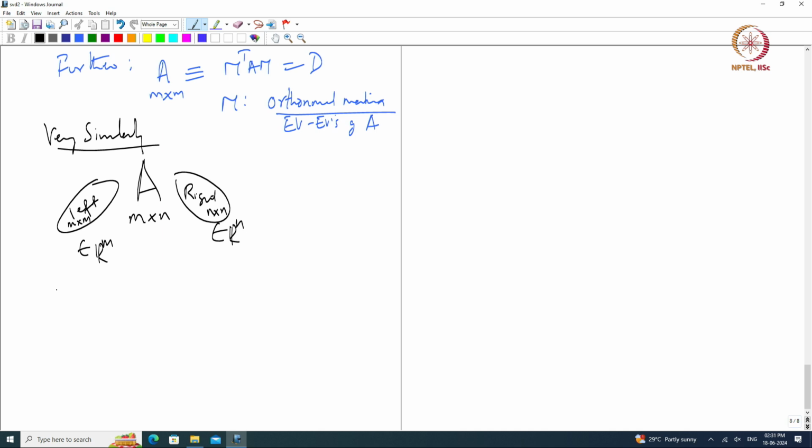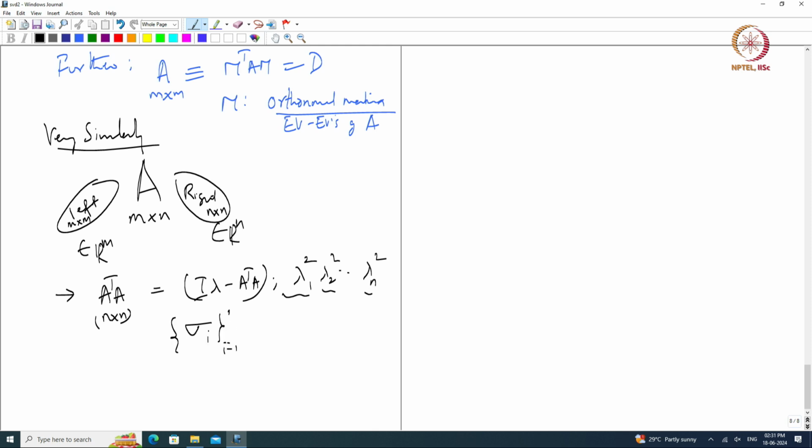So, I do the following. I take A transpose A, which is now an N cross N matrix. I do the eigen decomposition, lambda I minus A transpose A. Let me say the eigenvalues now are lambda 1 squared, lambda 2 squared, etc., lambda n squared. I call these squares and I take the square root. So, the singular values sigma i, i equal to 1 to n, are sigma 1, sigma 2, etc., sigma n.